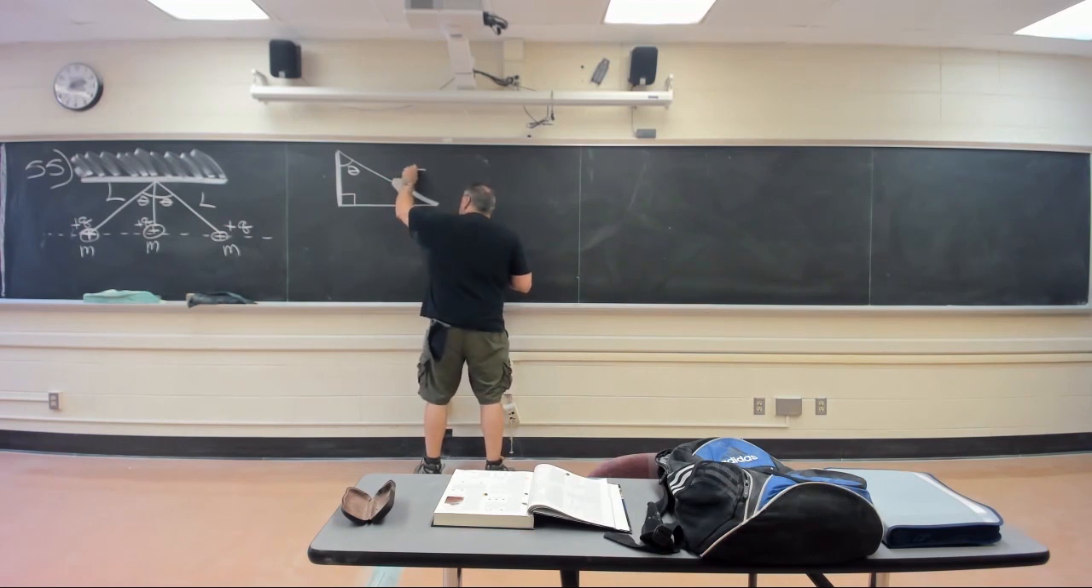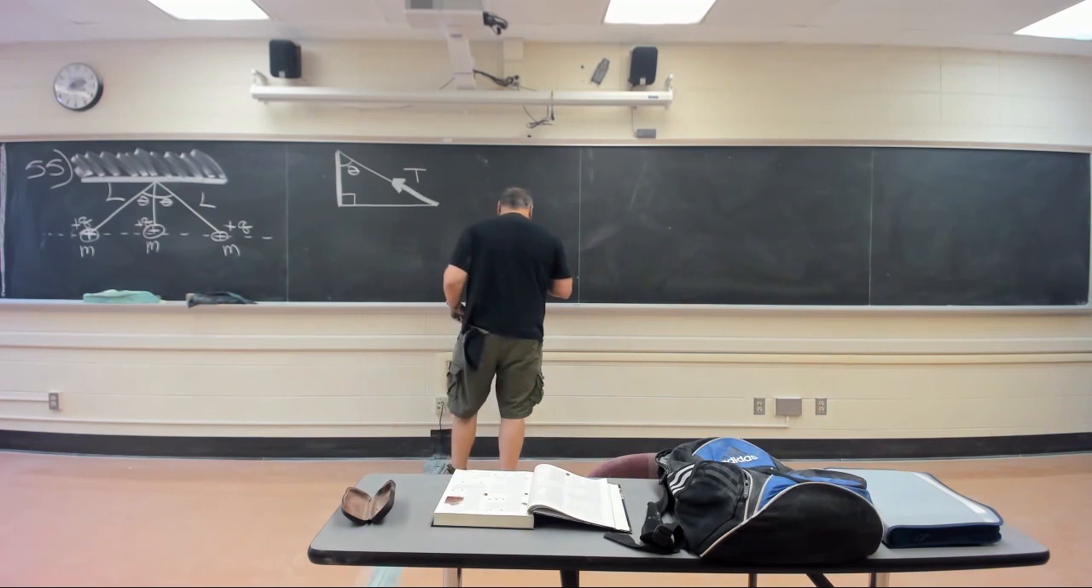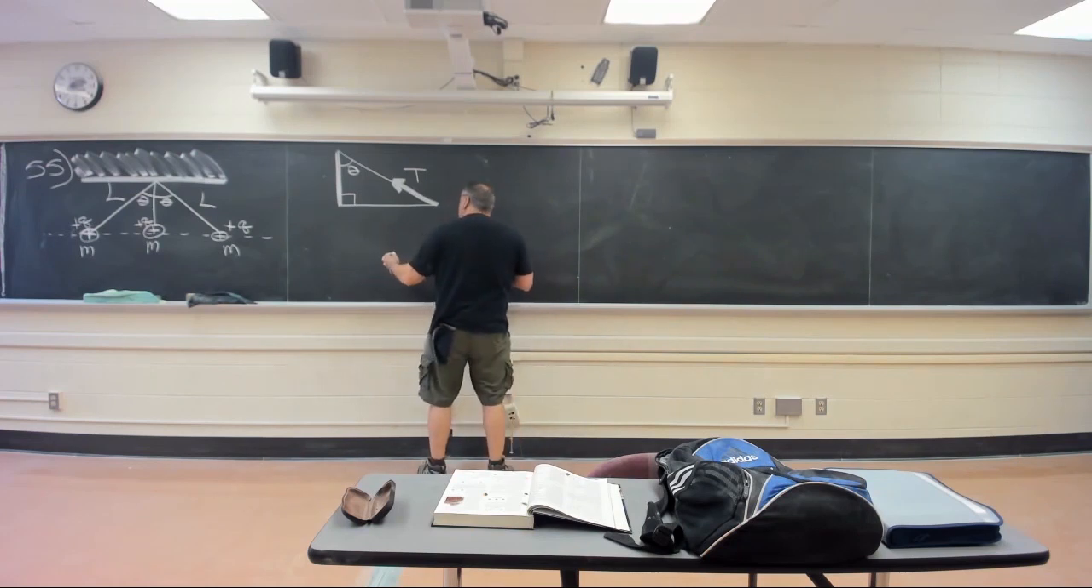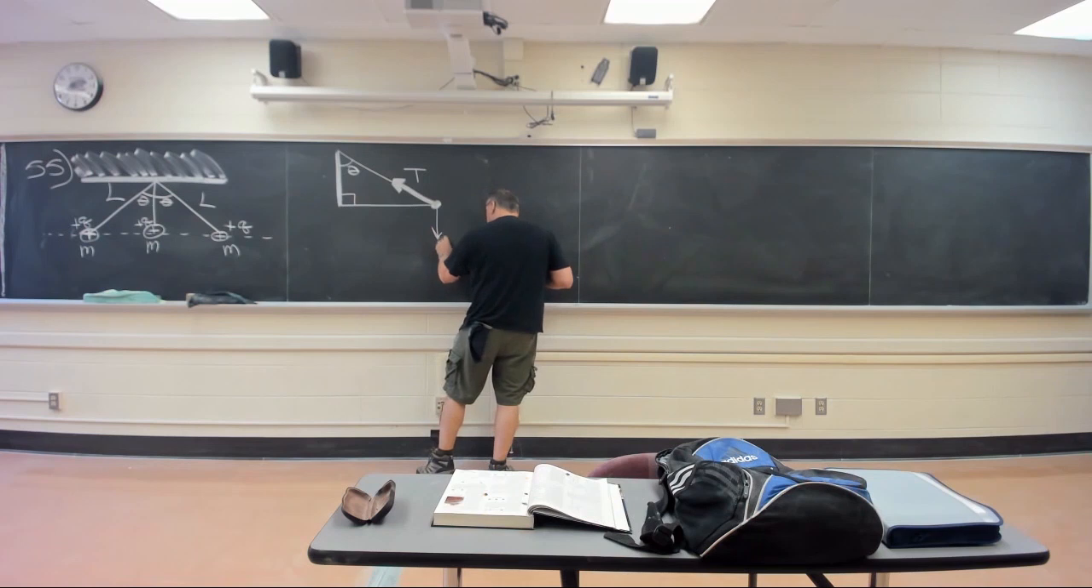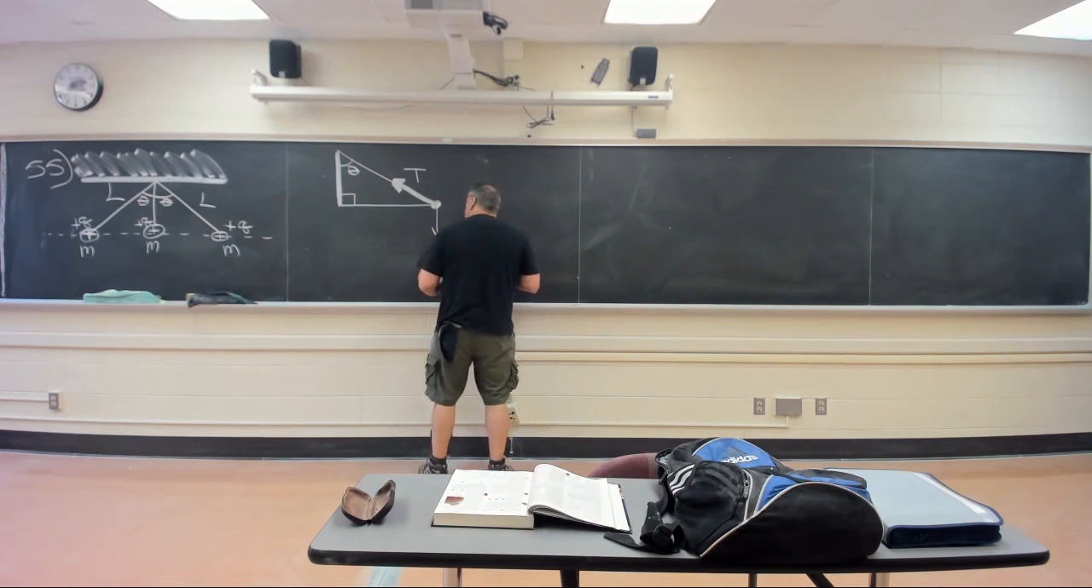So this is T. There's some tension to the right. And the tension, so he's pulling. Here's this. This is mg straight down. There is a Ty component. And there's a Tx component.